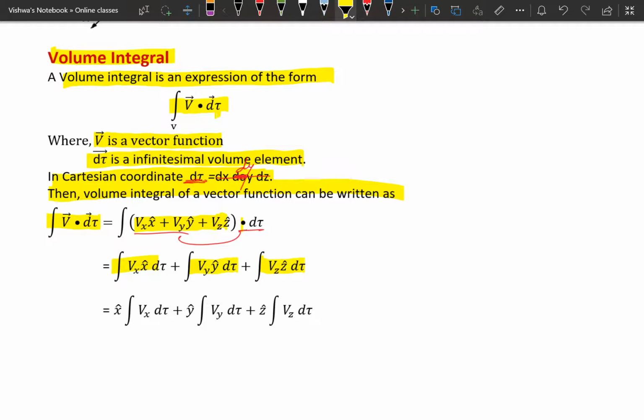So this is the volume integral. Here x cap, y cap, z cap are the unit vectors. These unit vectors are considered to be constants, so we write them outside the integral. Then we can write it like this: x cap integral of vx d tau, y cap integral of vy d tau, z cap integral of vz d tau. This is the volume integral. So that is how we can write the line integral, surface integral and volume integral in terms of the integration symbol.